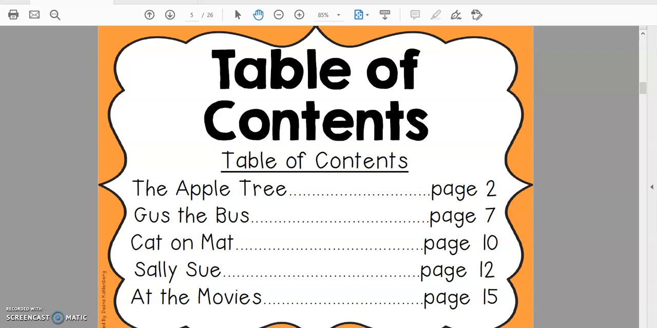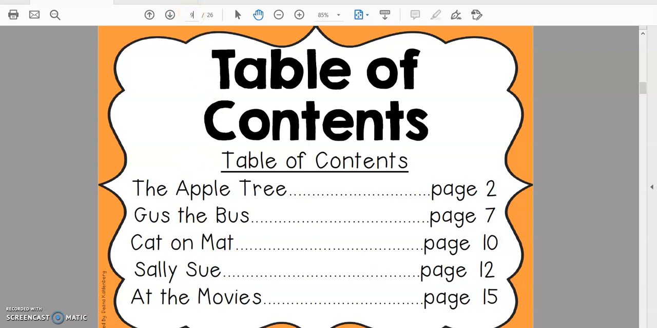Hi first graders, today we're going to learn some more about nonfiction text features. So here you can see one of our first text features that we look for when we open up a book, and that is going to be the table of contents. And remember, these are going to be the headings or the chapters that are in my nonfiction book.